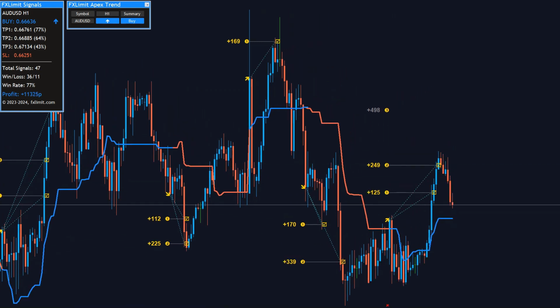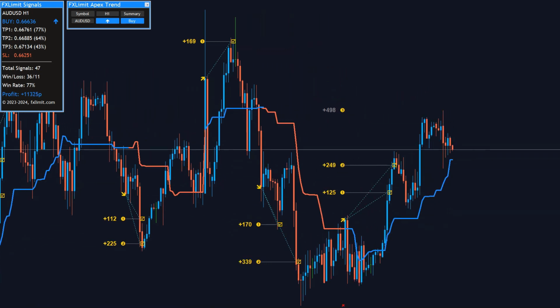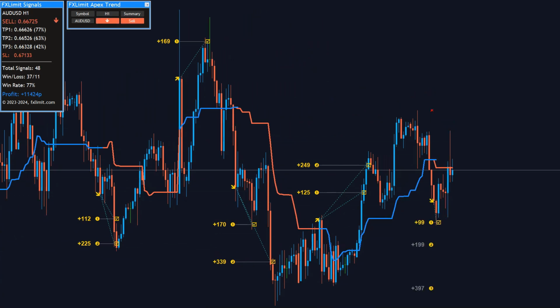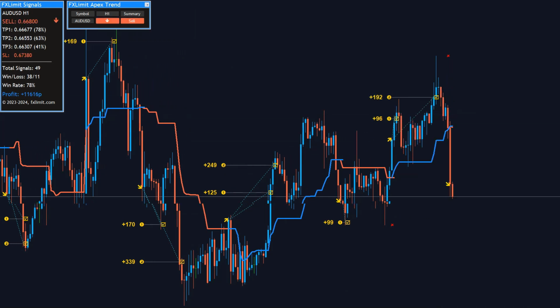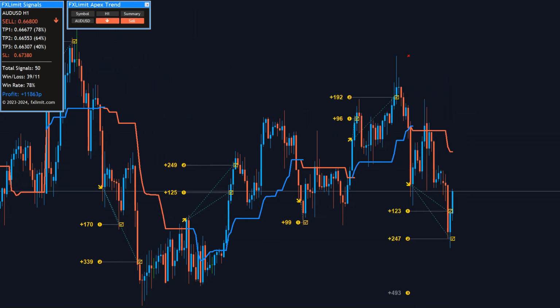At the end of the day, indicators are just tools. They don't make you profitable on their own. But when you use them correctly, they can give you clarity, confidence, and a much better shot at catching high-quality trades.